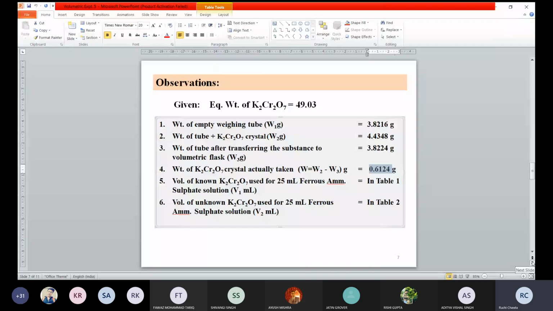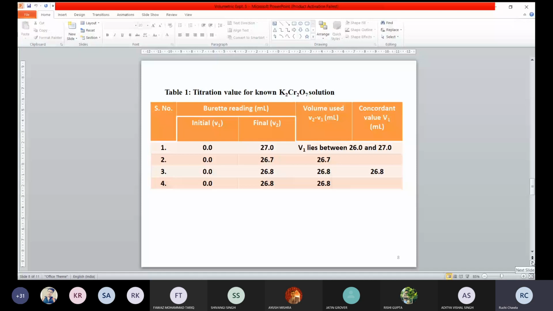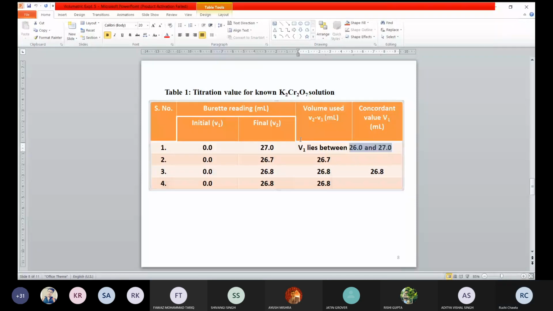Then this is table 1 for the known potassium dichromate solution. You will be starting with 0 on the burette. And suppose in the first go, you get to know that the endpoint is lying between 26 and 27. You can make one more column if you are going for 10 ml interval, or you can stick to this format only. It is your choice.